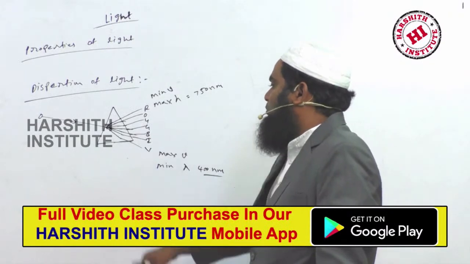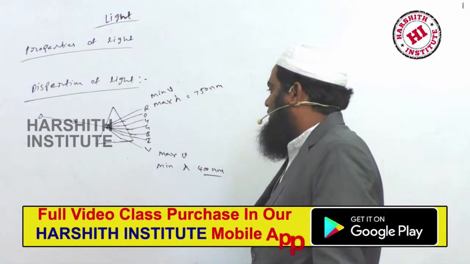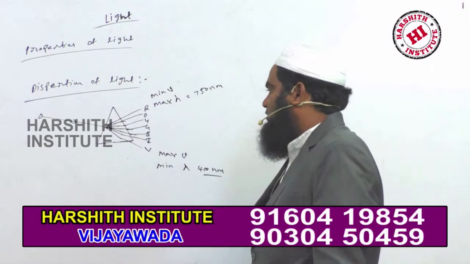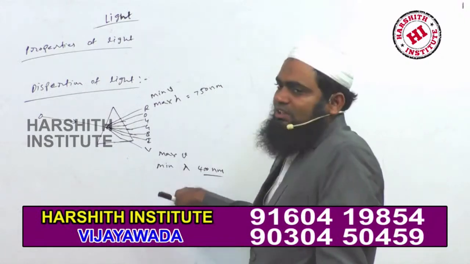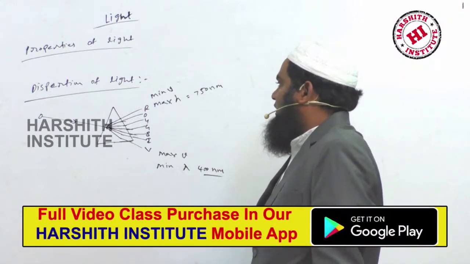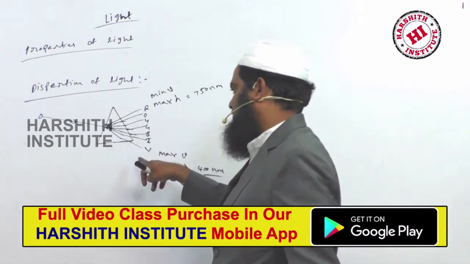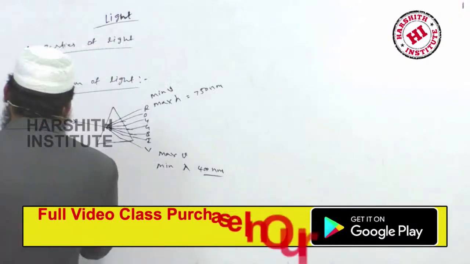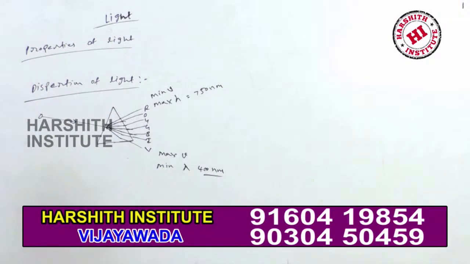Violet contains the maximum frequency and minimum wavelength, and red contains maximum wavelength and minimum frequency. So this is the order. This phenomenon is known as dispersion of light.